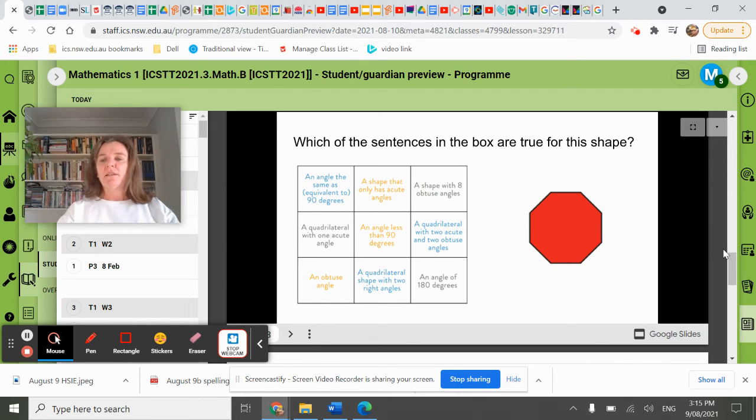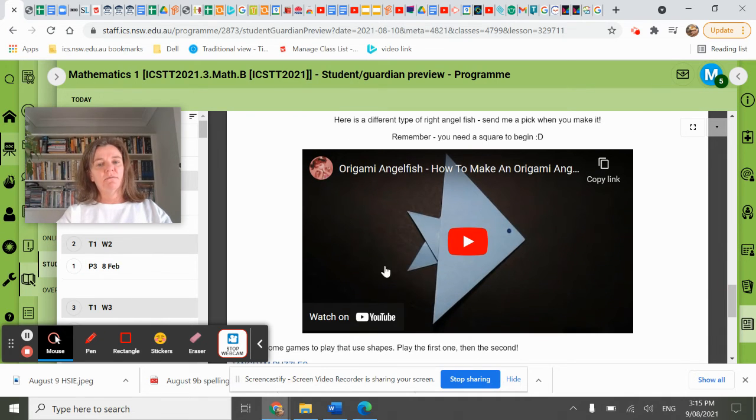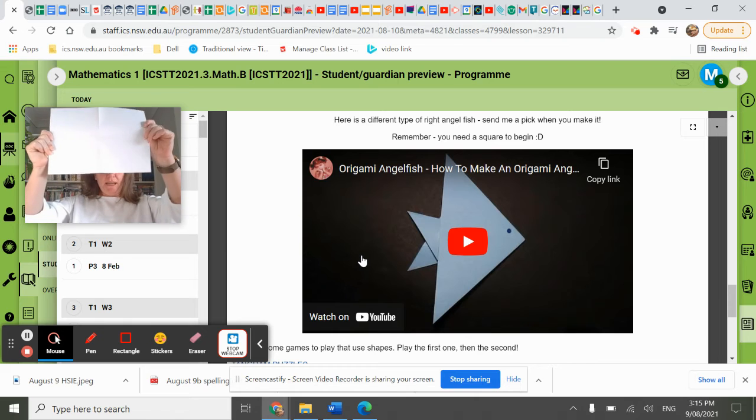Now, when you finish that, you're going to have a go at making a different kind of right-angled fish. That's a very fast activity. I'll just remind you that any origami activity is made from paper squares. And this is a paper rectangle.